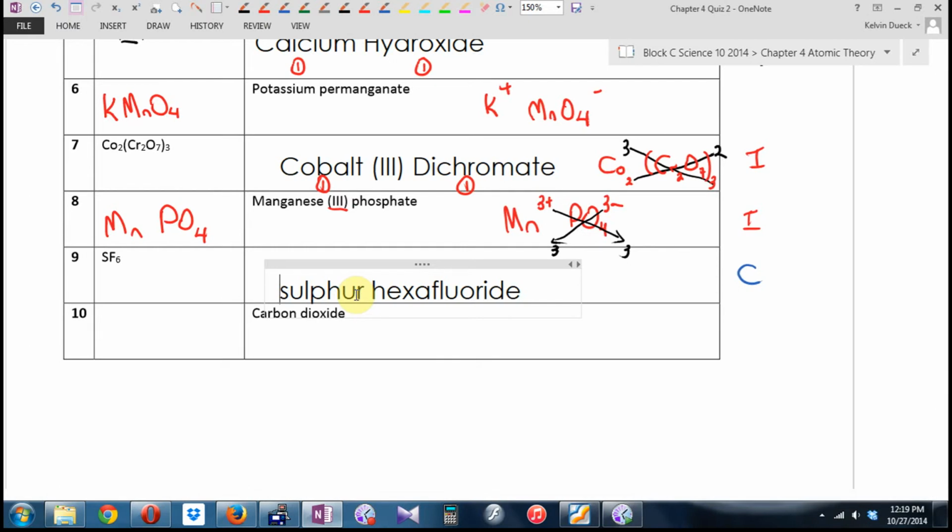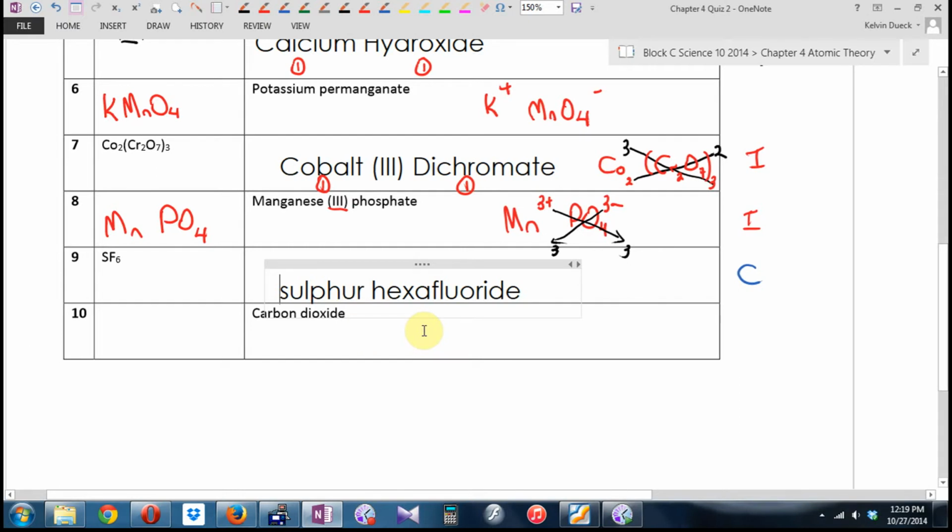I think this is the chemical that when you inhale it makes your voice really deep. It's heavier than air. It's also used as a fire extinguisher because to extinguish fires, all you need to do is take away the oxygen and it will displace the oxygen. Yeah. I think it's sulfur hexafluoride.